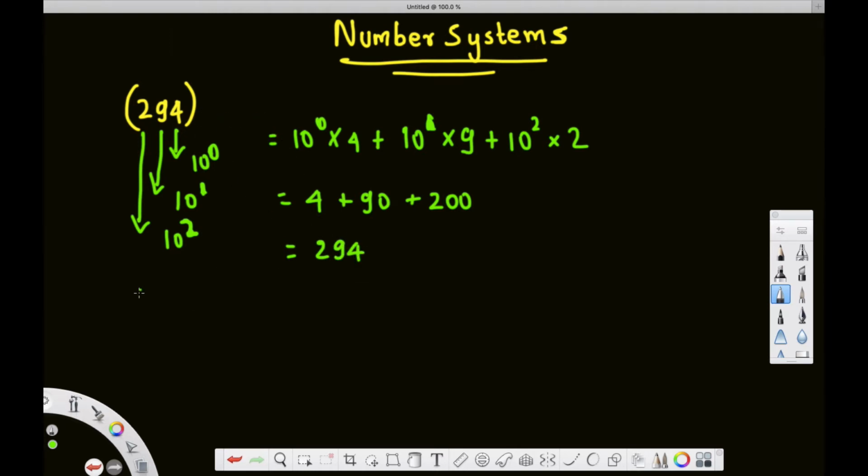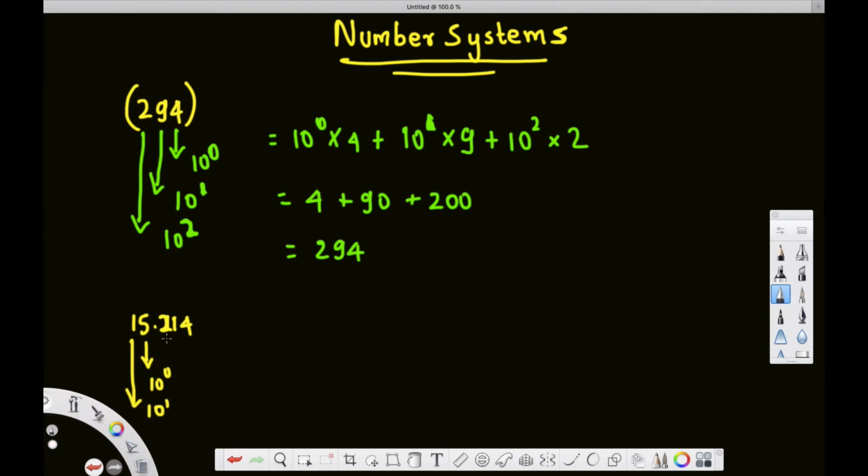Now let's look at a number with decimal points. Let's say we have the number 15.214, and we know that this 5 is taking the place of 10 power 0, and this 1 is taking the place of 10 power 1. And what are the values after the decimal point? What are these values taking? That's what we are going to see.